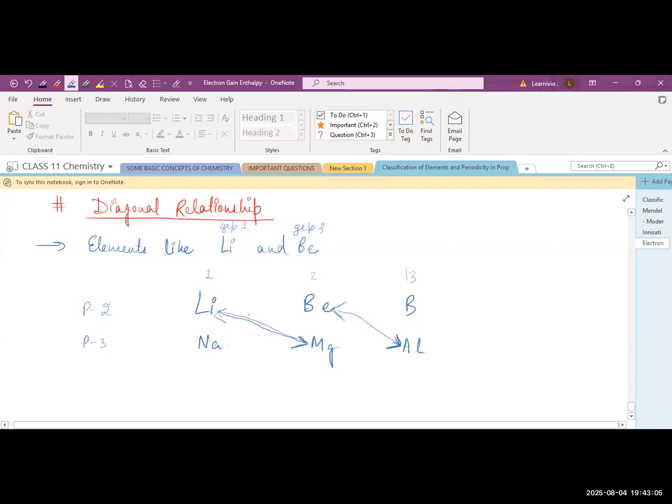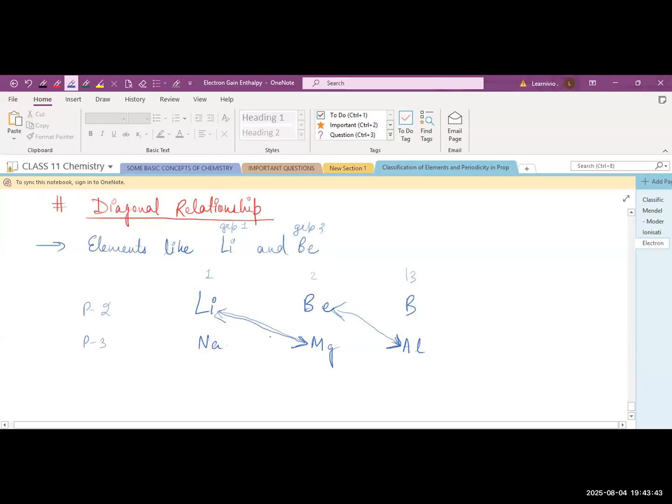So basically, lithium and beryllium show similarity with the second element of the next group, that is, with magnesium and aluminium. This similar behavior is known as the diagonal relationship. Diagonal relationship exists due to the identical size of ions. Why does it happen? Due to the identical size of lithium and magnesium, and due to the identical electronegativity also.